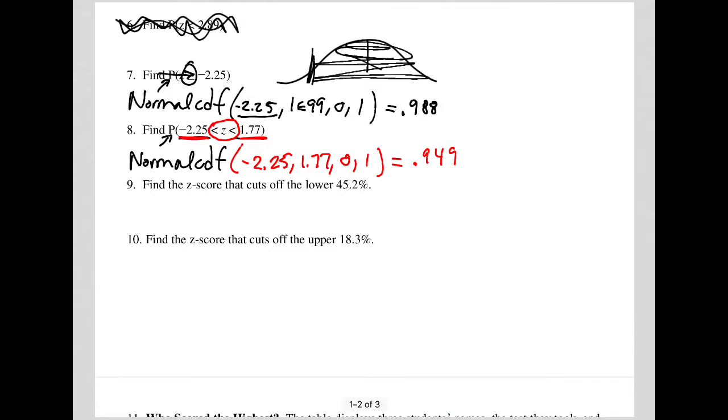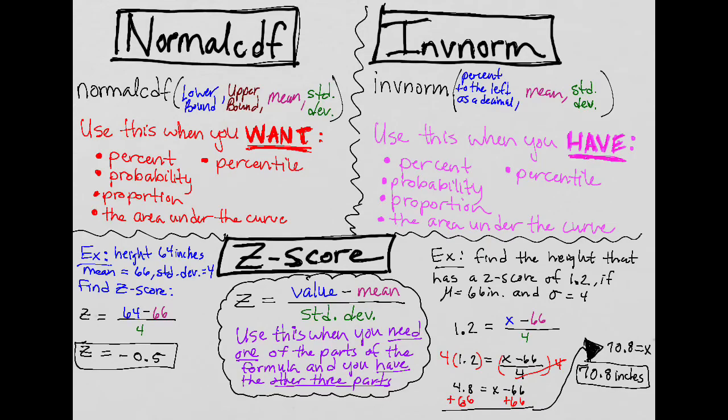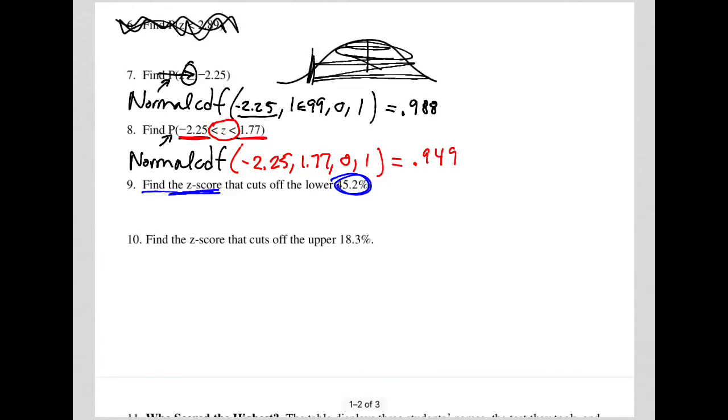All right, so number 9, it's a little different. It says find the z-score. So now we're not finding one of the p-words or the area. We're not finding one of those. We are given percentile, percentage. So looking at our sheet here, or my cheat sheet, now we have the percentage. So we're using inverse norm. And remember, the setup for inverse norm is the percent to the left, comma the mean, comma the standard deviation. So wherever that is, right here, we are going to use inverse norm.